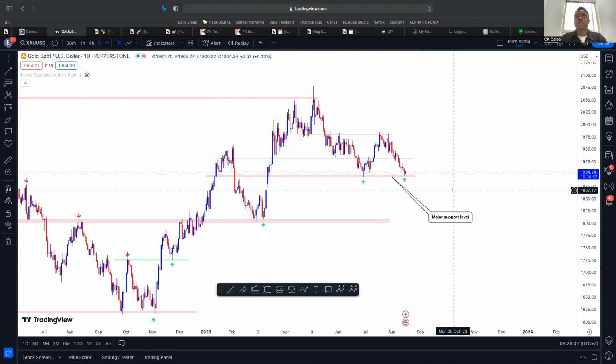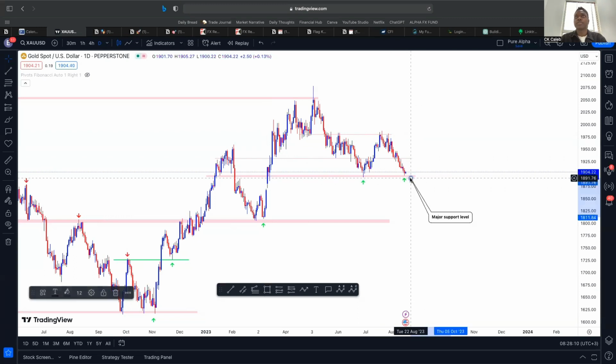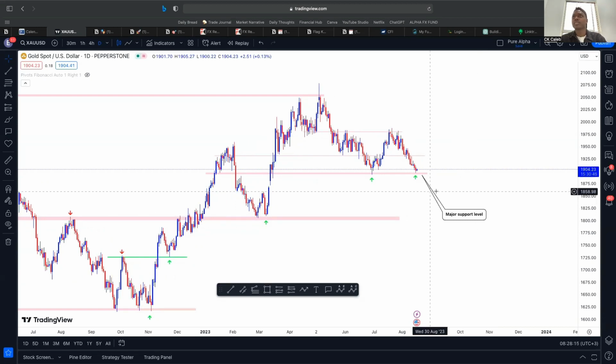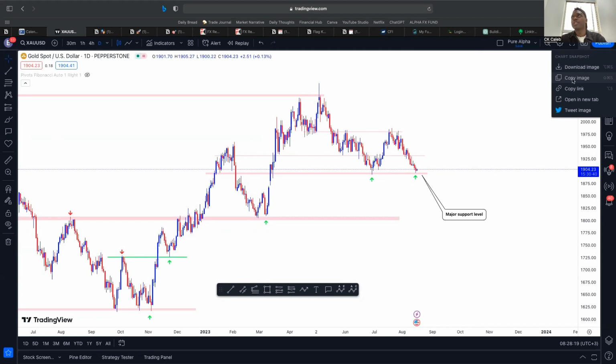Because the market has been respecting it ever since we broke back above it in March. We got support, we got support, the market is back to that same level. So I want to be observing this point. What I normally do, just as a simple analysis, is come here, you see the camera here, and take copy image.